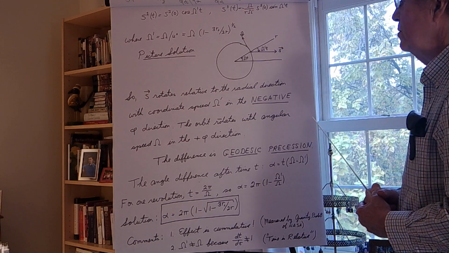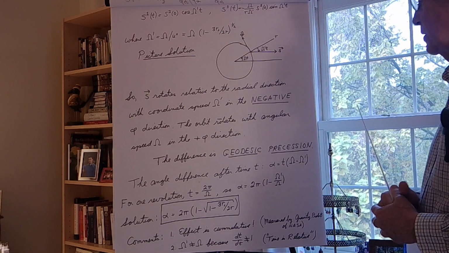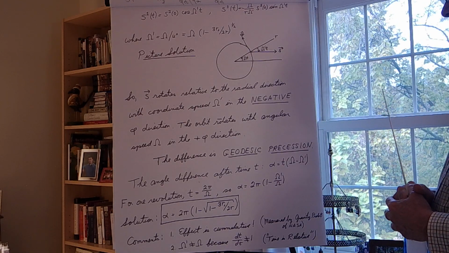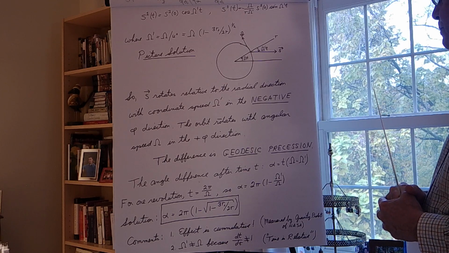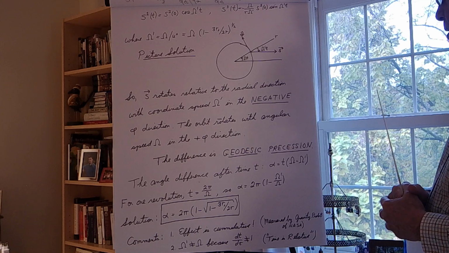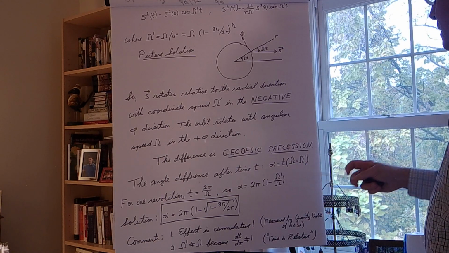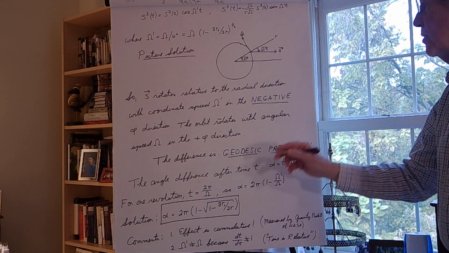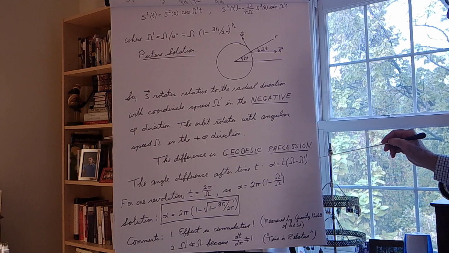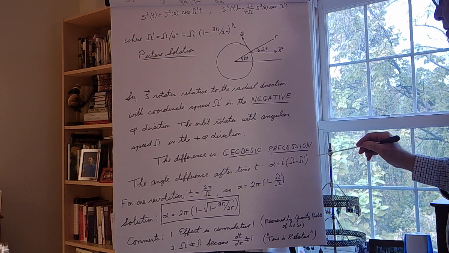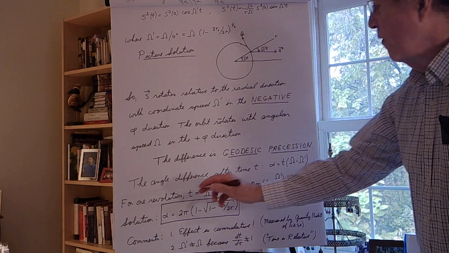It follows just from the basic principles of general relativity, even in the case of a static field. Okay, the angular difference after a time t. Take the difference of the angles, multiply it times t, and that's the angular difference after a time t. Of course, go for one revolution.